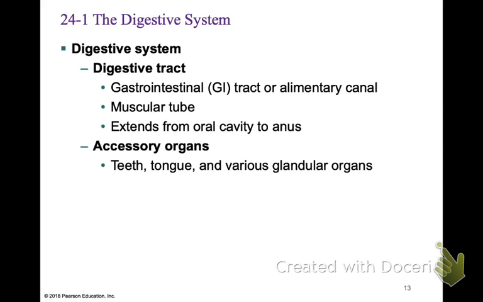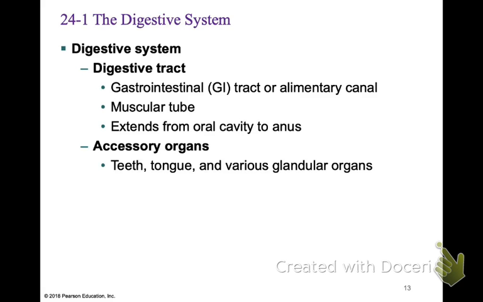Okay, so we're going to focus on the parts of the digestive system. We'll be following these through. The digestive tract is that entire muscular tube all the way from the mouth to the anus. A lot of people use the term gastrointestinal tract as synonymous with alimentary canal, but technically the gastrointestinal tract begins at the stomach. So it includes the stomach and intestine, whereas the alimentary canal includes also the mouth, the pharynx, and the esophagus. Accessory organs are things that are not part of the tract.